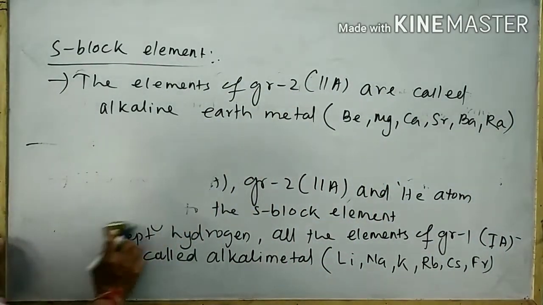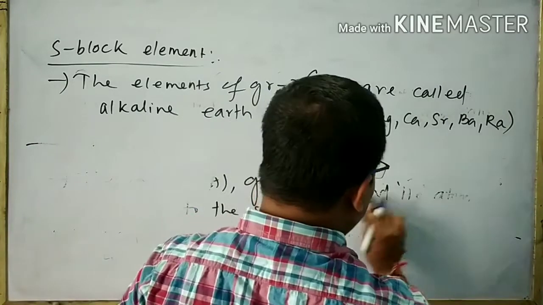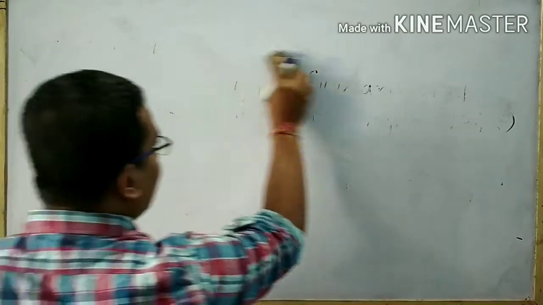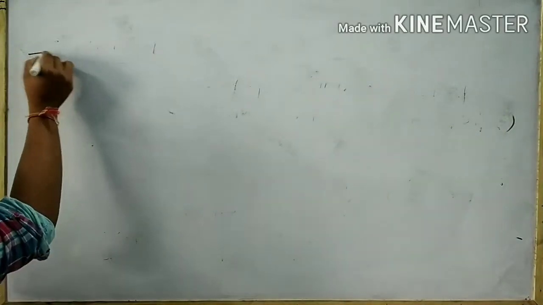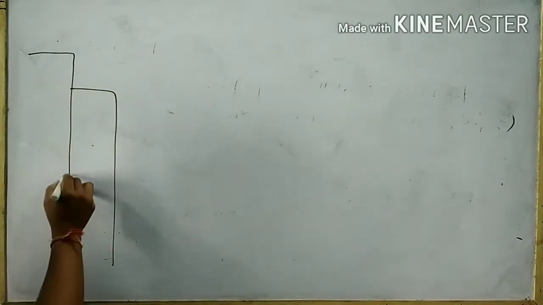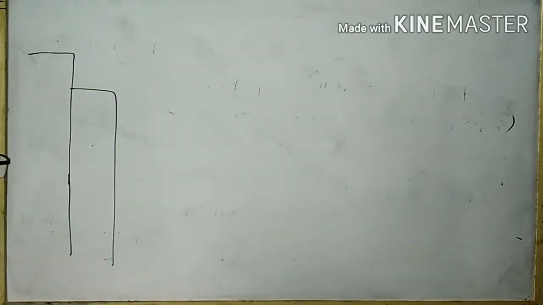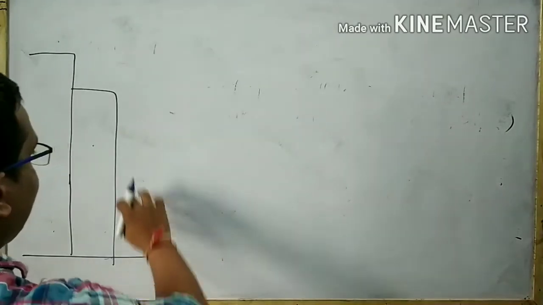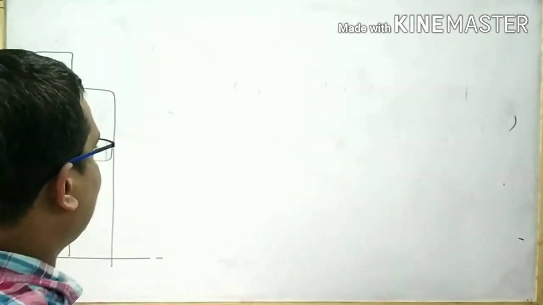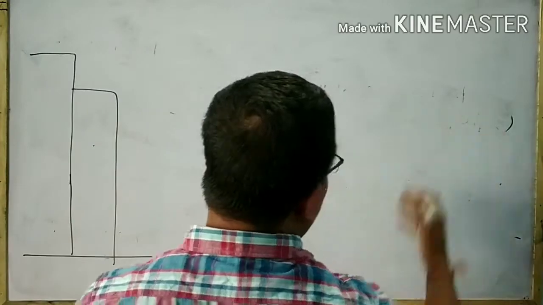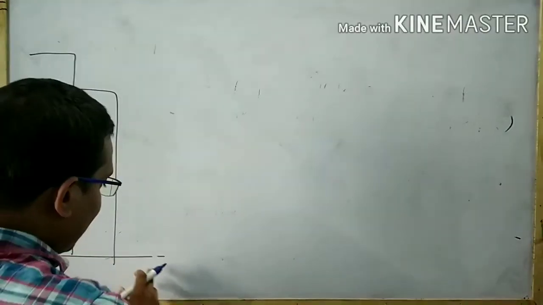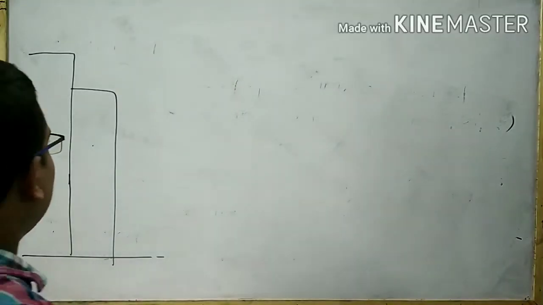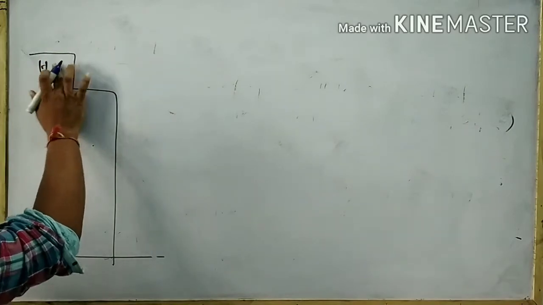The S block elements are generally present on the left side of the modern periodic table. If I draw the diagram, then this part present on the left of the modern periodic table is called S block element. In the middle part of the modern periodic table are generally D block elements, and the right side part is called P block element, and the elements present at the bottom, that is the lanthanide and actinide series, are called F block element. Here hydrogen is present.